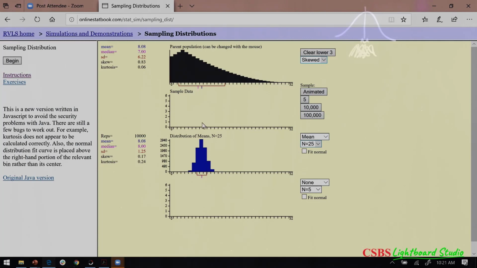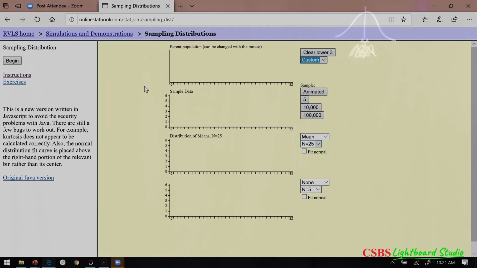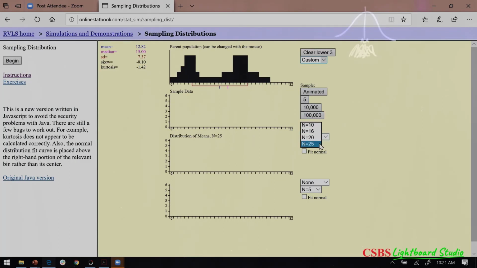It's perfectly centered. So what about if I have some other shape? What if my population is bimodal? So I have some kind of bimodal distribution like this. What I would expect if I have small samples like size 5 is to see clusters around the two modes, these two peaks. And that's not going to be too surprising. You're going to get clusters around those peaks.